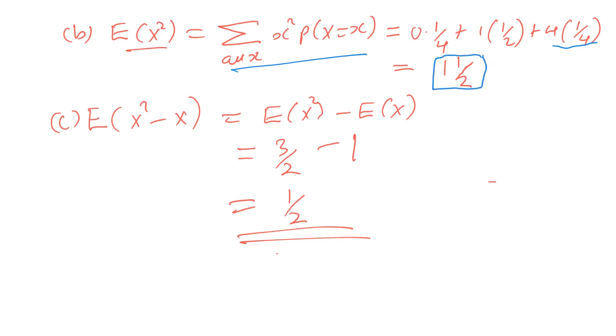Now for part C, we follow the properties of expectation. These are two functions, x squared and x. So it is the same thing as the expectation of x squared minus the expectation of x. And the expectation of x squared is 1 and 1 over 2, which is the same thing as 3 over 2, minus E of x, which is 1. It gives us a half as the answer. And we are done with that. So it's not really something hard.